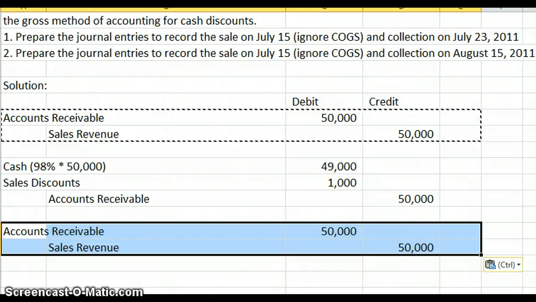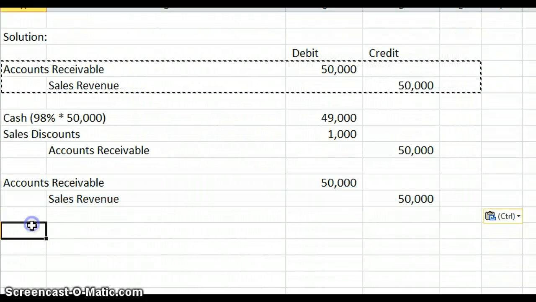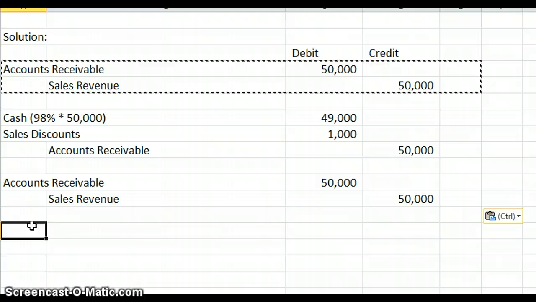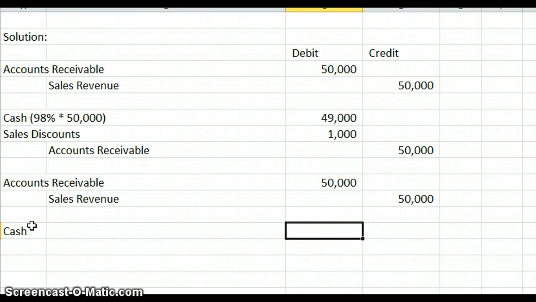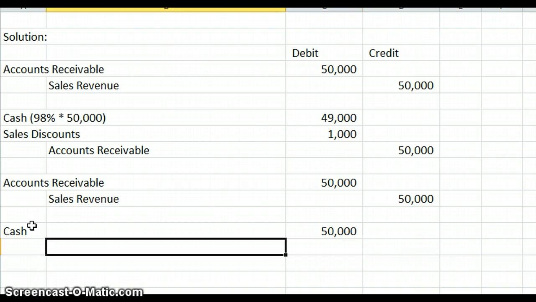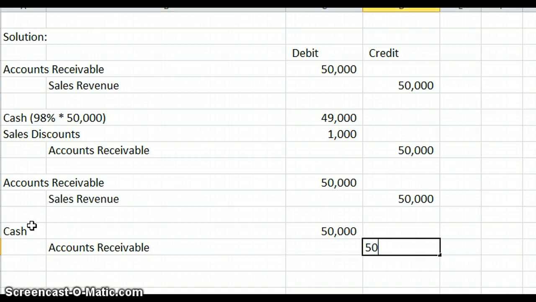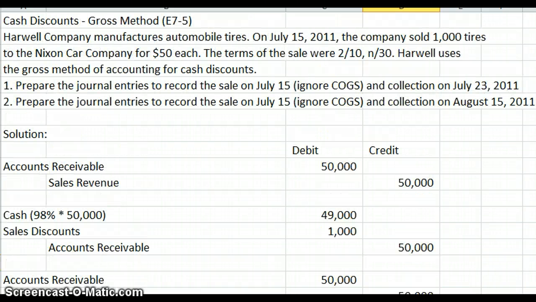But what is going to be a little bit different is how we record the payment. We're just going to debit cash for $50,000, and we are going to credit accounts receivable for $50,000, as they did not take advantage of the discount, so they have to pay the full price. So that is doing our cash discounts using the gross method.